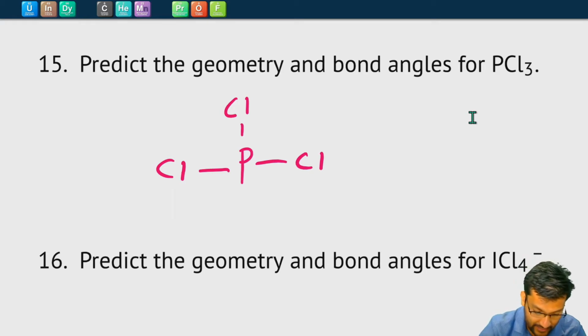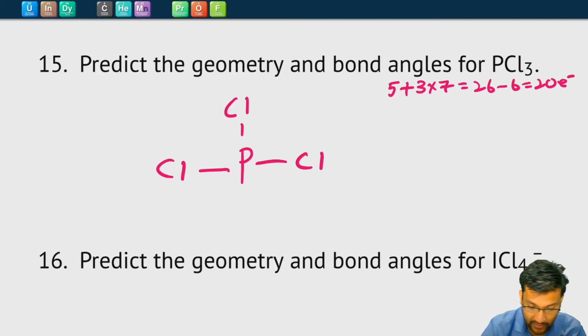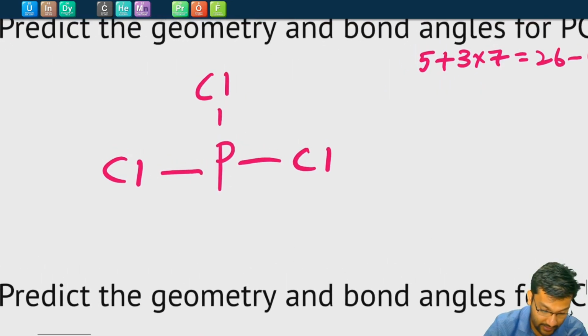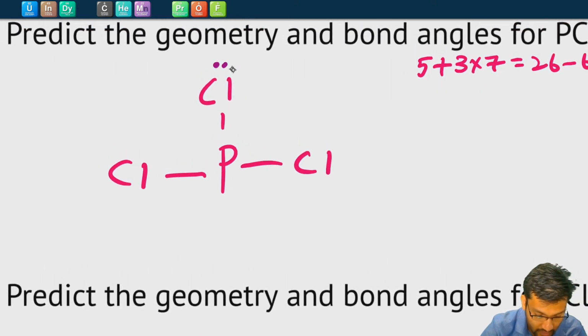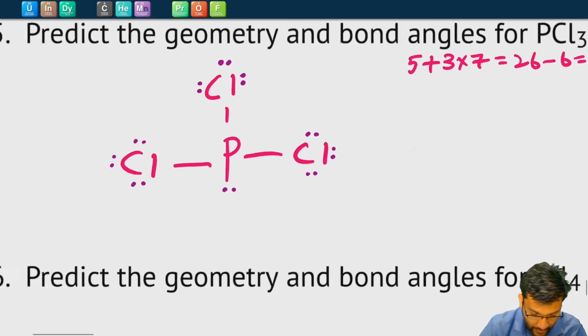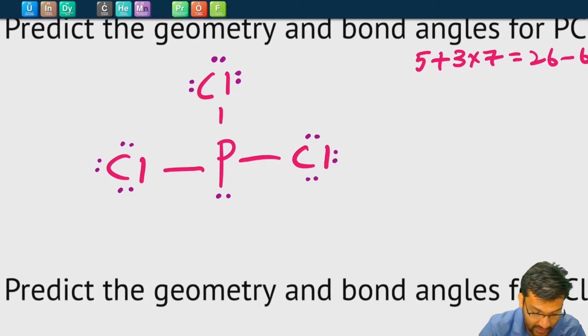Phosphorus has 5 valence electrons, and chlorine has 7, and there's 3 of them. So 7 times 3 is 21, plus 5, that's 26 valence electrons. We already have 6 electrons in these 3 bonds, so we need to distribute 20 electrons. So let's do that. 2, 4, 6, that can't fit anymore. 8, 10, 12, 14, 16, 18, 20.